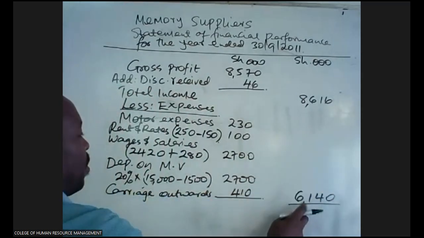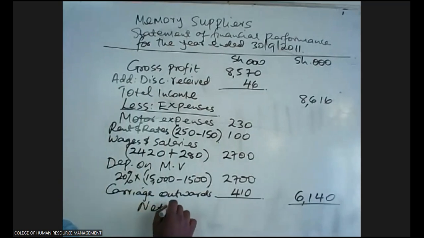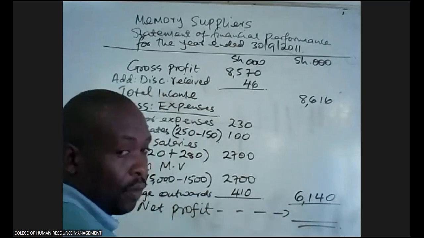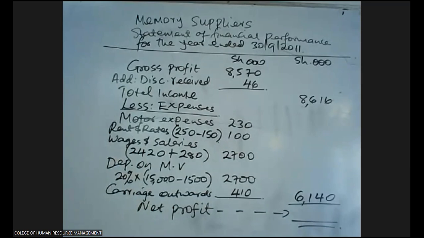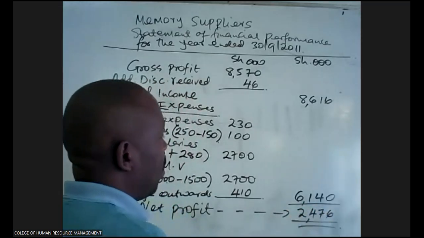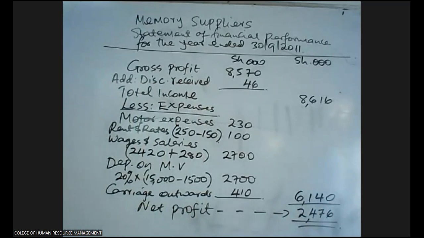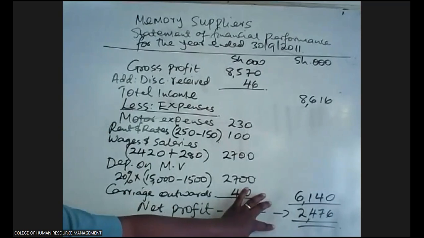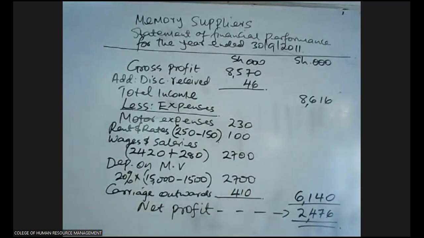This is our total income. This is our total expenses. The difference between the two will give us the net profit. We get 24,76x. That is the net profit for the year. So this is now the figure that we shall add to the capital to get the closing capital. We said capital plus net profit minus drawings will give us the closing capital amount. So this is what we use.